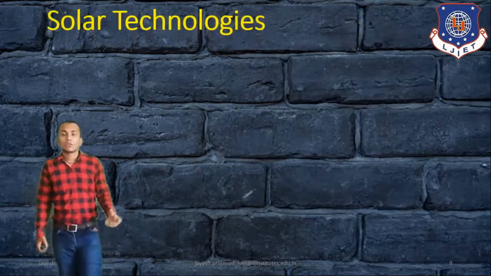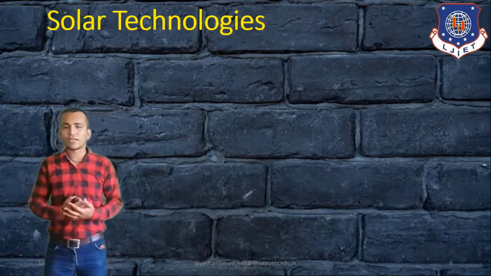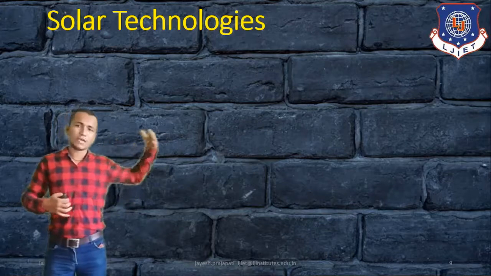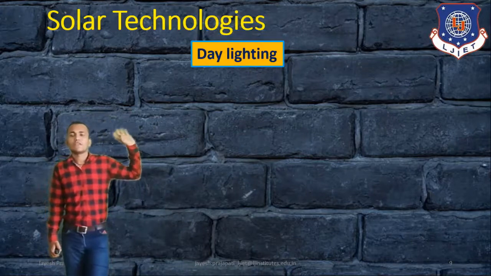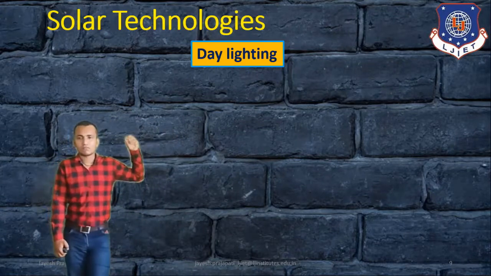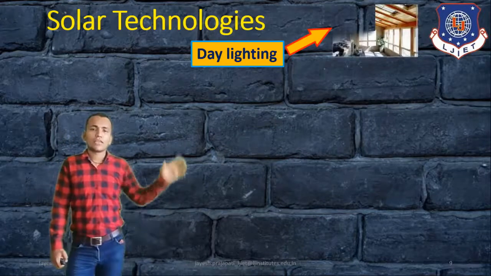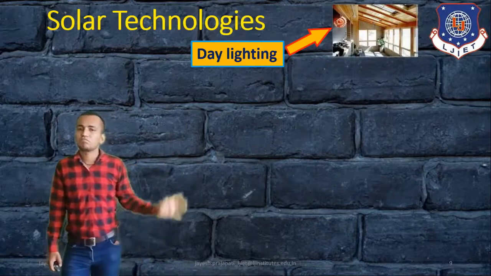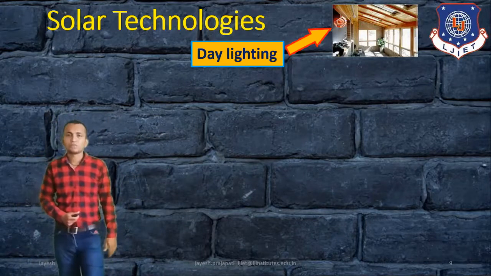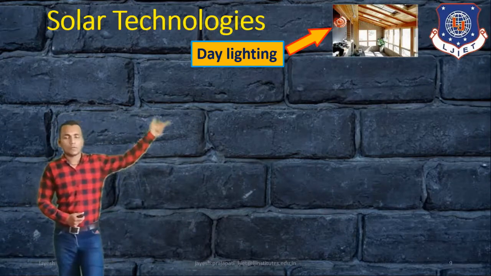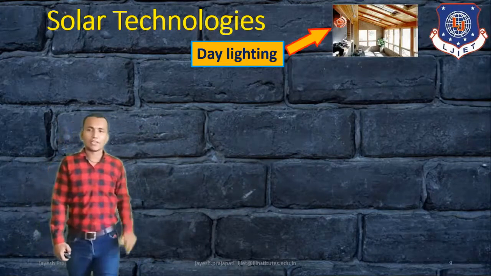Then solar technology. Now our grid will become a smart grid, so at that time we have to use solar technologies. So let us see these technologies. By using solar technology we can use day lighting. In the day we can use the sun's rays, so by using solar brightness we can use day lighting. By making a home with mirrors like this, we can use this energy for day lighting.